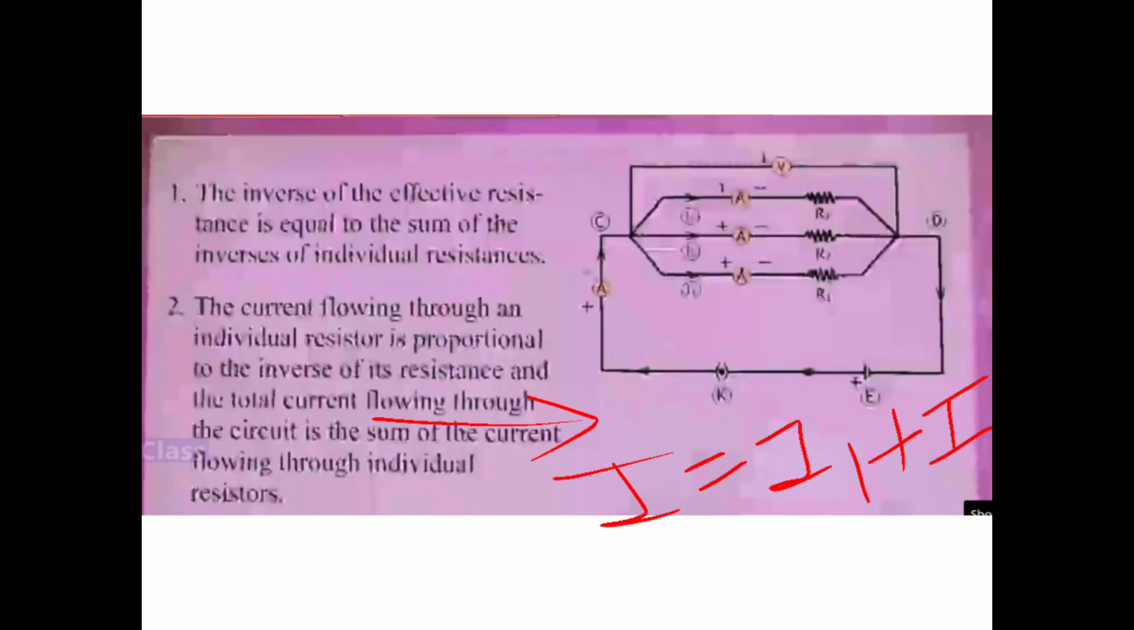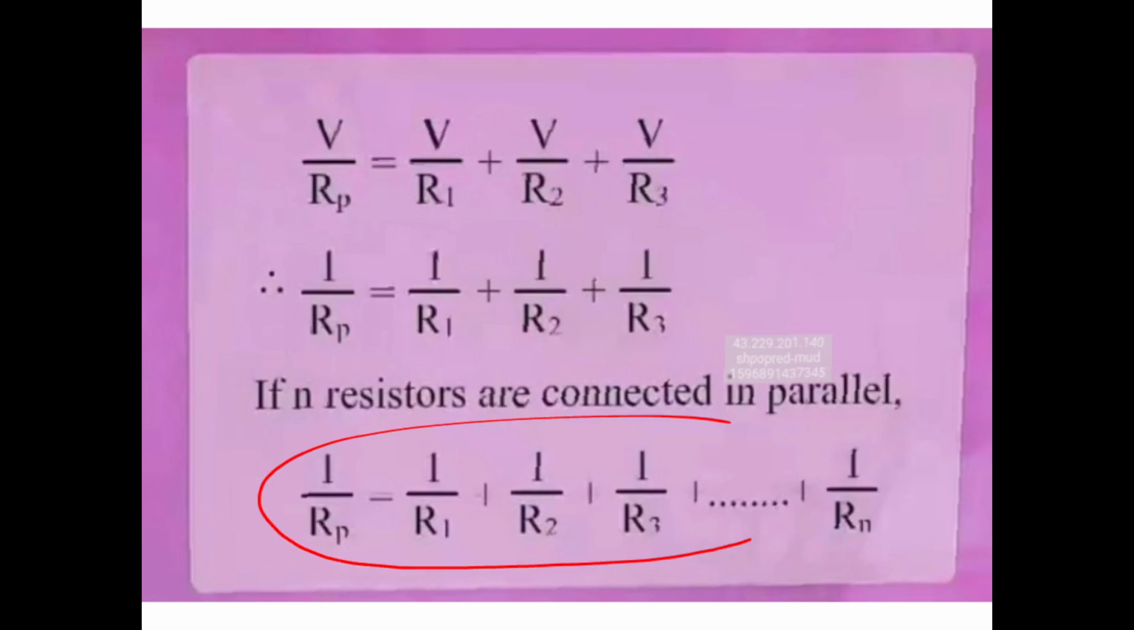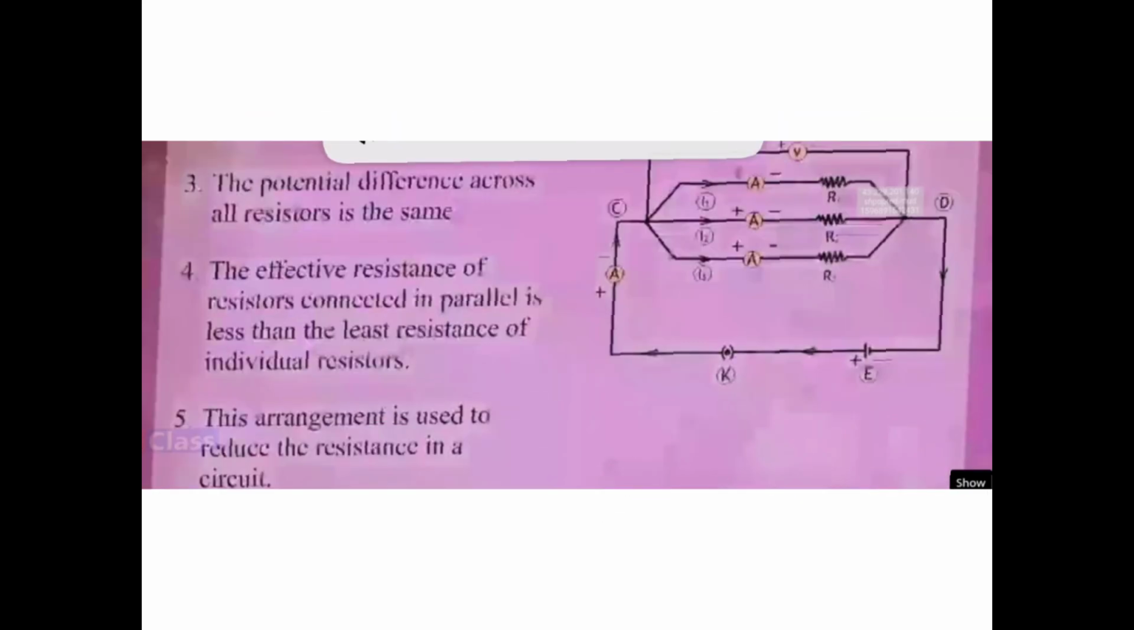Okay. What is the first point indicating? First point indicating that 1 upon Rp is equal to 1 upon R1 plus 1 upon R2 plus 1 upon R3. Now what is the third point which is indicated? That the potential difference across the resistances is the same. This point and this point, the same V. Fourth one, the effective resistance of the resistors connected in parallel is less than the least resistance of the individual resistors. This I will show by the sum.